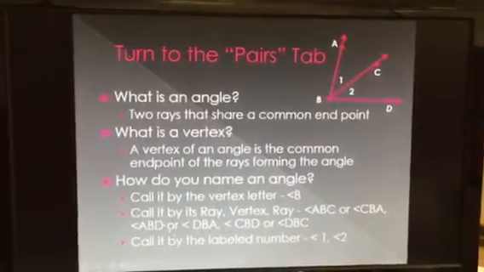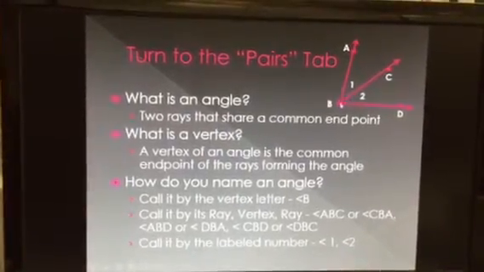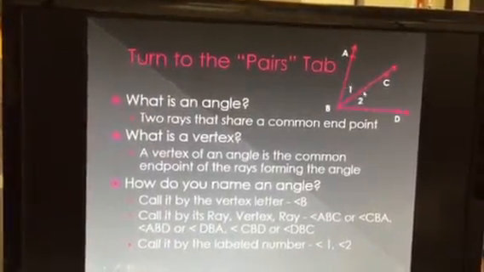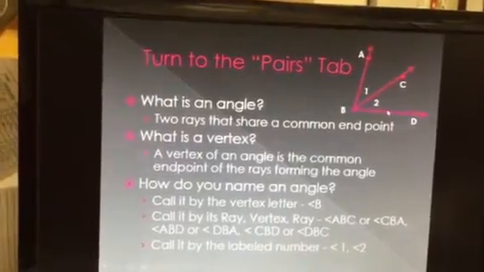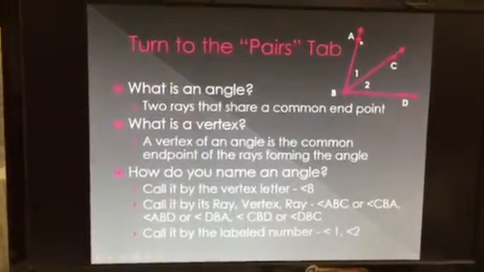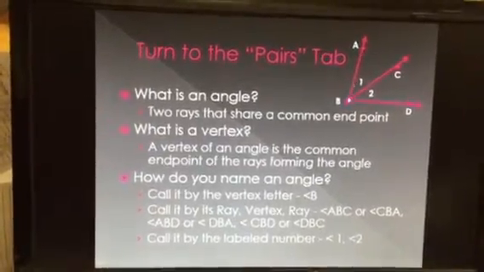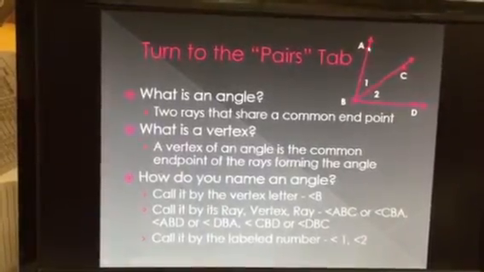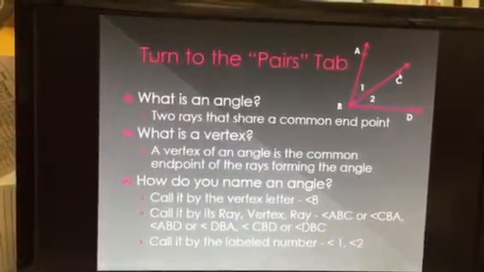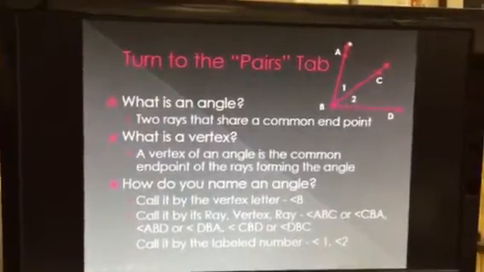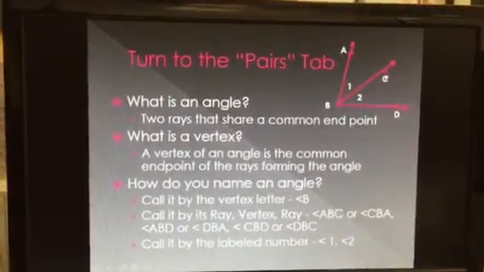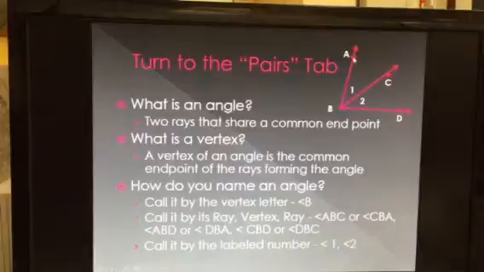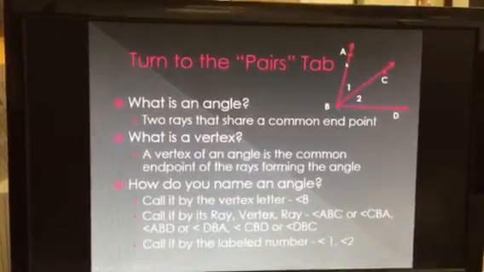And how do you name an angle? You can call it by its vertex, so angle B. But in this case, it's a little bit tough because we have two different angles, or three angles if you consider the two together, being formed here. So the other way to call it is by its ray, to its vertex, to its ray. So we have three different angles. We have ABC, or we can call it BCA. We could do CBD or DBC, or we can have ABD or DBA.